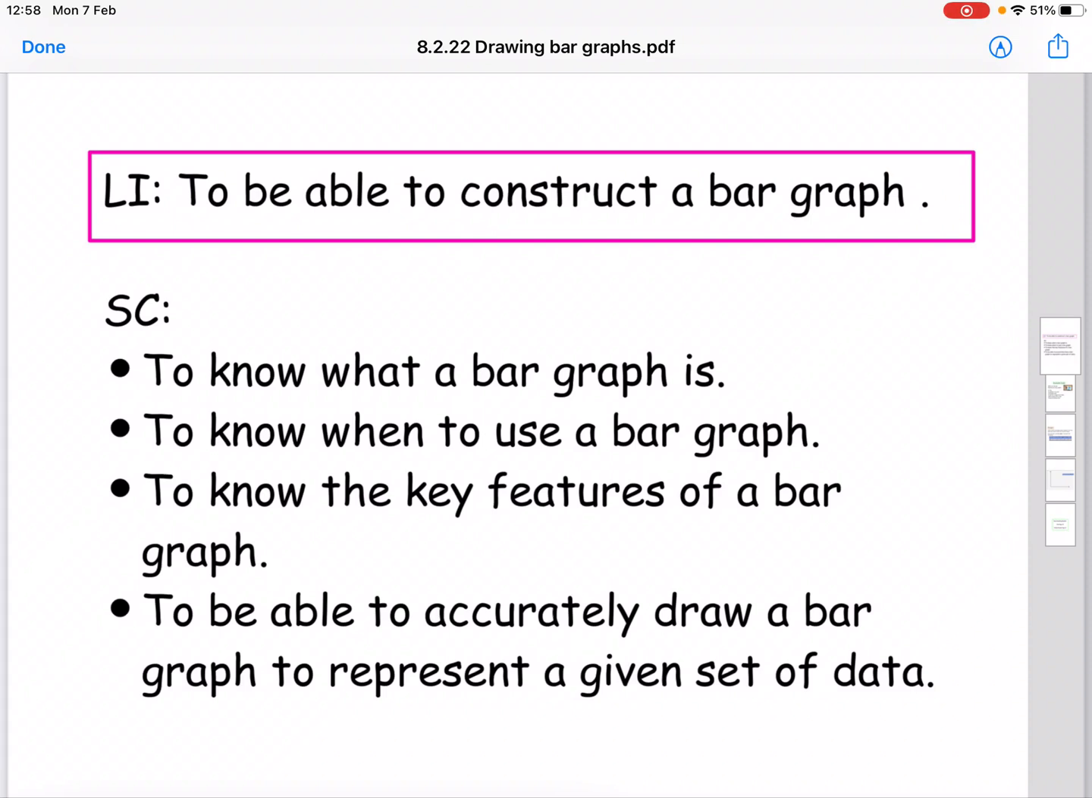Today's lesson is going to be about drawing bar graphs. I know you've done some work already on reading bar graphs and other kinds of tables and charts, things like that. But today I want you to practice being able to draw your bar graph.